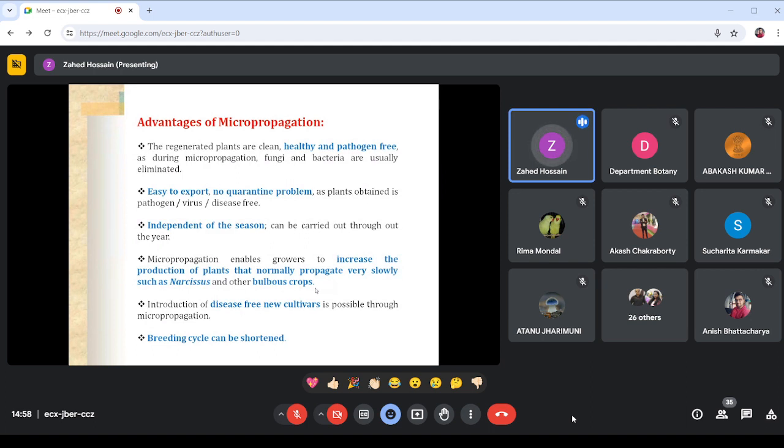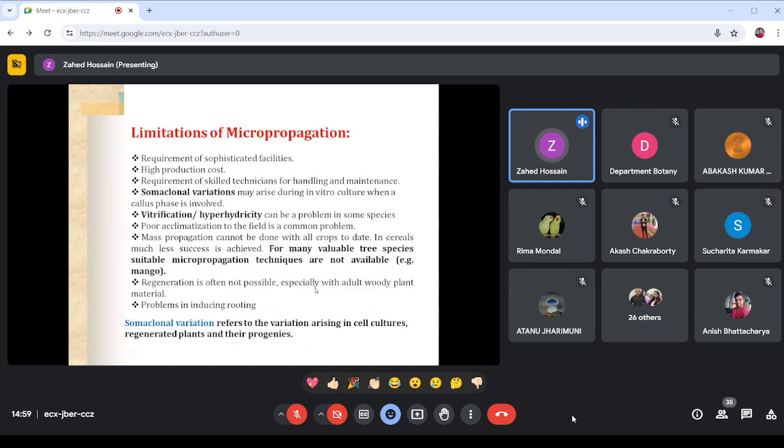It is also very effective for those propagules which are difficult or slow growers. For example, narcissus, all bulbous crops, even gladiolus is very slow growing. For that, micropropagation can be an alternative. And also you can introduce disease-free new cultivars. And last, the breeding cycle can be shortened, definitely, because you are doing the culture throughout the year. So the breeding cycle is obviously shortened as compared to field conditions.